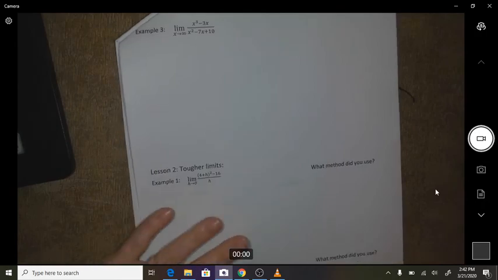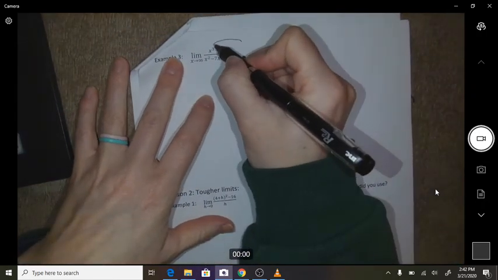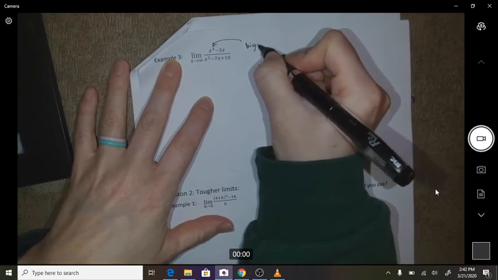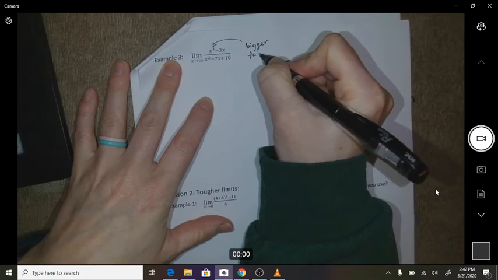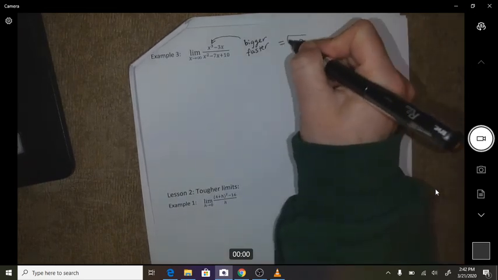Okay, last one. Now I look here and this is bigger, and it's going to get bigger faster as we approach infinity. So think about what's happening. If you have a bigger number, you just get bigger and bigger and bigger. So this is going to approach infinity.